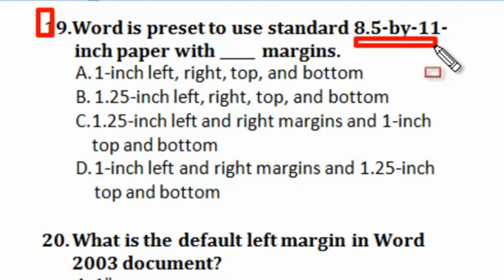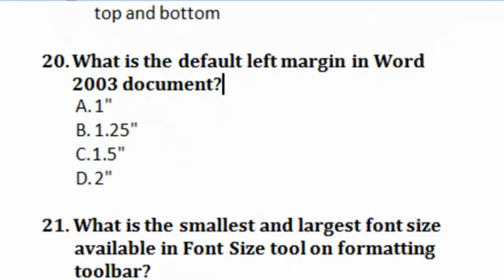Word is preset to use standard 8.5 by 11 inches paper with dash margin. So the underlined word is 8.5 by 11. So the correct answer here will be 1.25 inches left and right margin and 1 inch the top and the bottom.